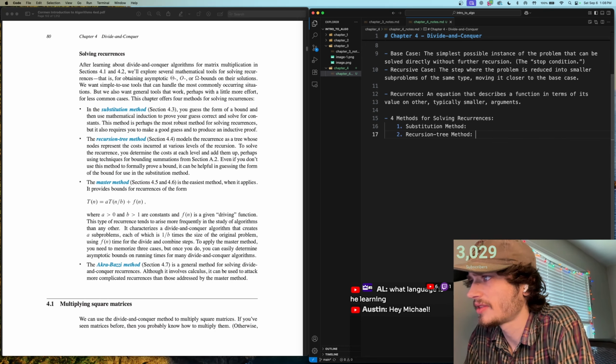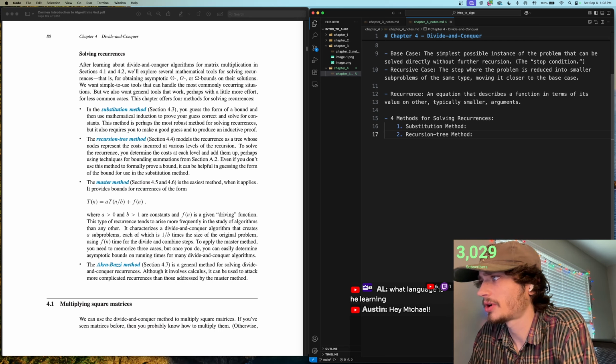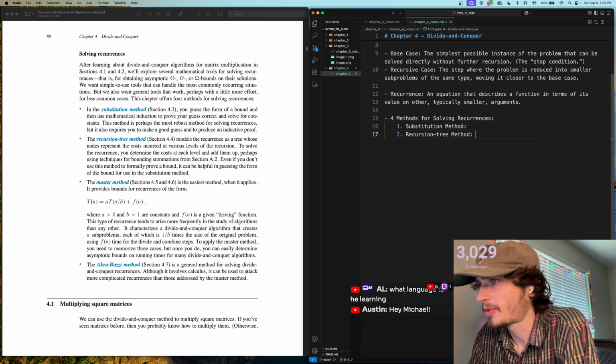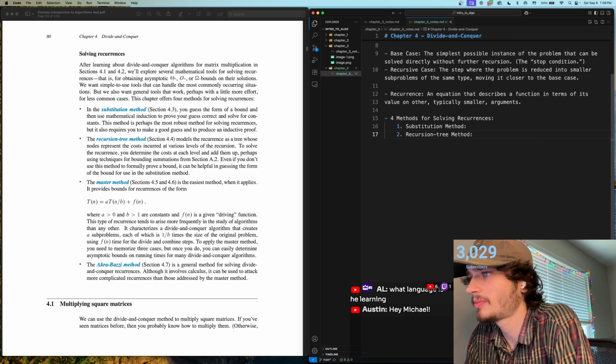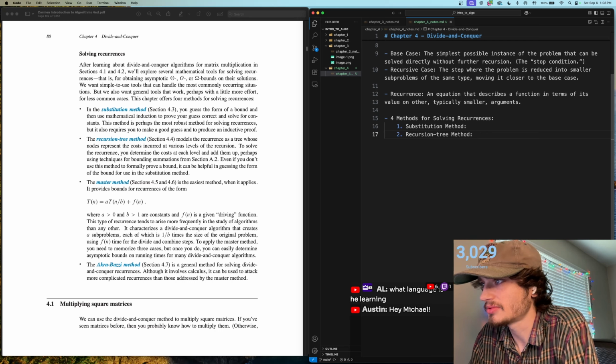The recursion tree method, section 4.4, models the recurrence as a tree whose nodes represent the costs incurred at various levels of the recursion. To solve the recurrence, you determine the costs at each level and add them up, perhaps using techniques for bounding summations from section 8.2. Even if you don't use this method to formally prove a bound, it can be helpful in guessing the form of the bound for use in the substitution method.